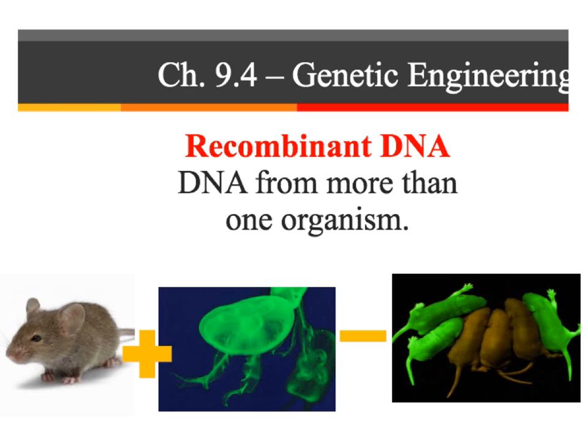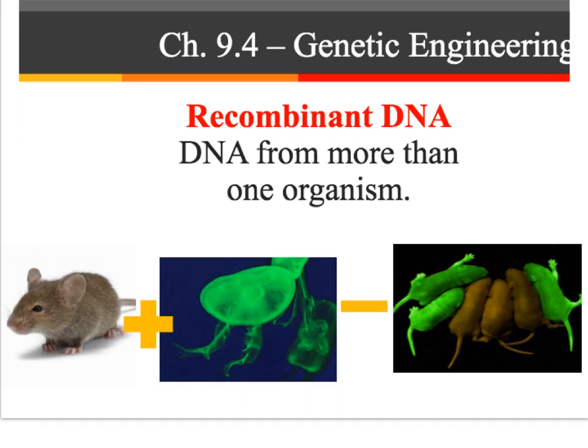Here, what the picture is showing is you have a mouse. Oops, I gotta get my pencil, sorry. Here is your mouse. Here is a glowing jellyfish. And what we are able to do is take that glowing jellyfish gene from this organism and insert it into the mouse, and voila, we have glowing mice.